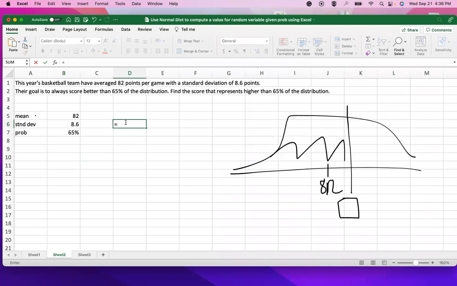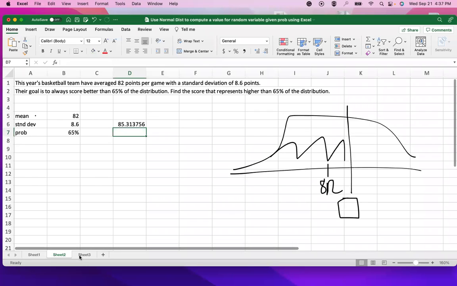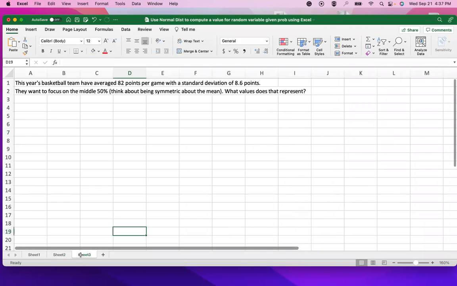Okay, so again, I have the three pieces I need. So I'm ready to do the norm inverse. Start with my probability, then my mean, then my standard deviation, close my parentheses, and their score would be 85, right? We're talking about basketball. You have to just go. So 85 would be the highest, or their score to be higher than 65% of the distribution. And now let's do our third one.